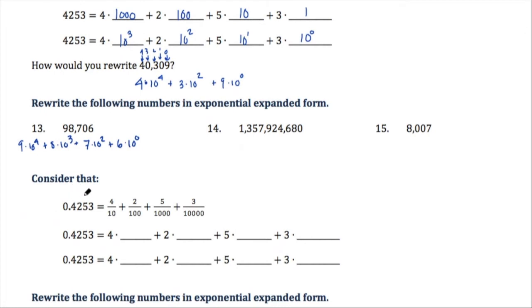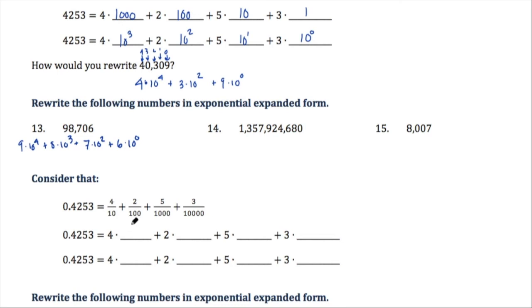Uh-oh. Very similar to before, but now we've got a number that's less than 1 or has decimal parts to it. So 0.4253, or 4,253 10,000ths, can be represented as 4 tenths plus 2 hundredths plus 5 thousandths plus 3 10,000ths.